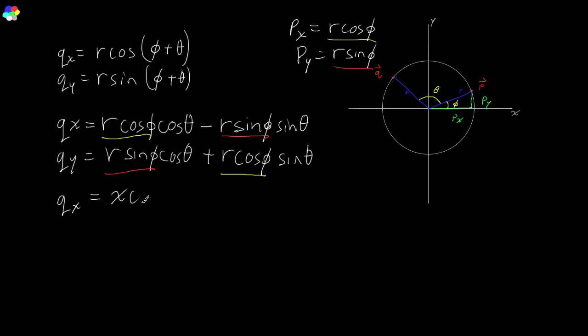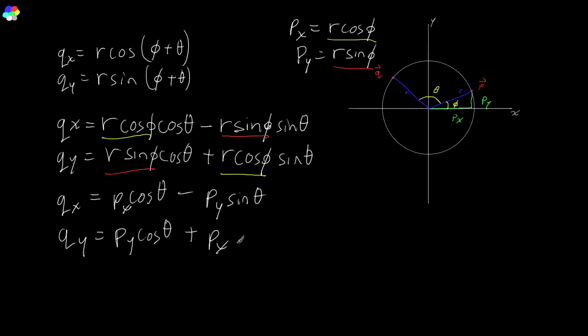that's x, x cos theta minus, well, wait. I messed that up. It's not x, it is px. Pardon my French. Qx equals px cos theta minus py sine theta. And Qy is equal to py cos theta plus px sine theta. And there you have it, my friends. We've got our final derivation right here.